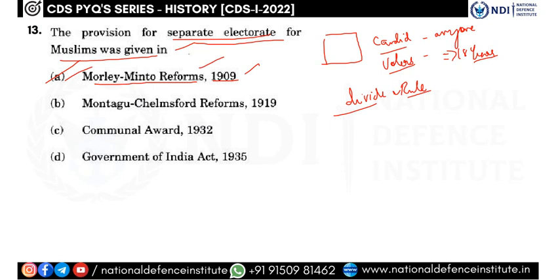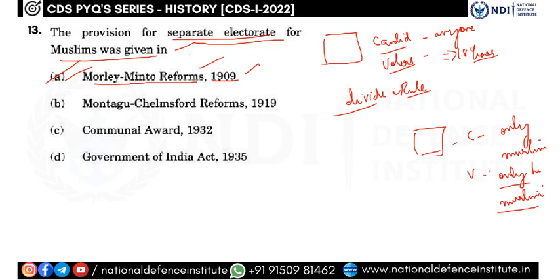According to this separate electorate, you take the same constituency, the candidate should only be Muslim and the voter should only be Muslim. So this is to safeguard the minority interest, they said. But this is what happened.